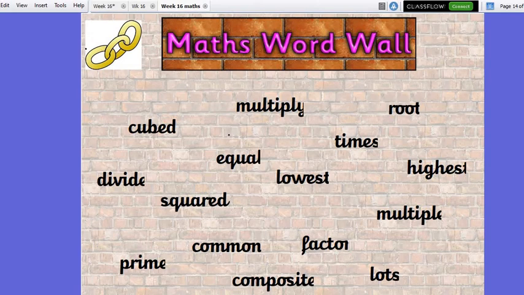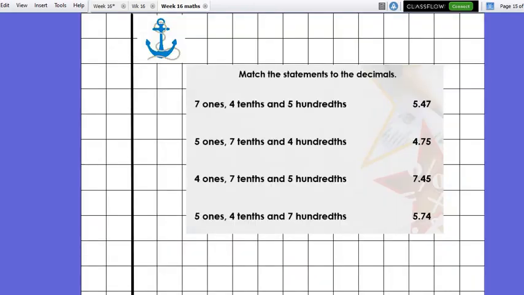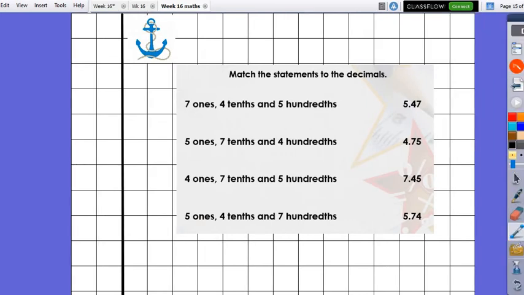So our first question of today, our anchor question, is matching the statements to the decimal. We have number sentences there which link. So we have 7 ones, 4 tenths, and 5 hundredths. Thinking about 7 ones, I can see 7 ones, then a decimal point, 4 tenths, that's correct, and then 5 hundredths, I know that is right. Then looking here, a bit different, 5 ones, 7 tenths, and 4 hundredths.